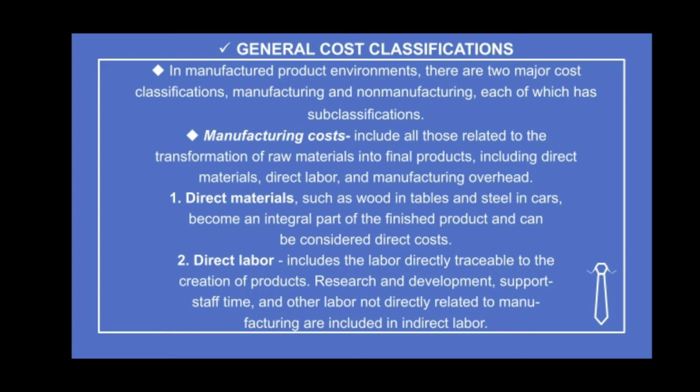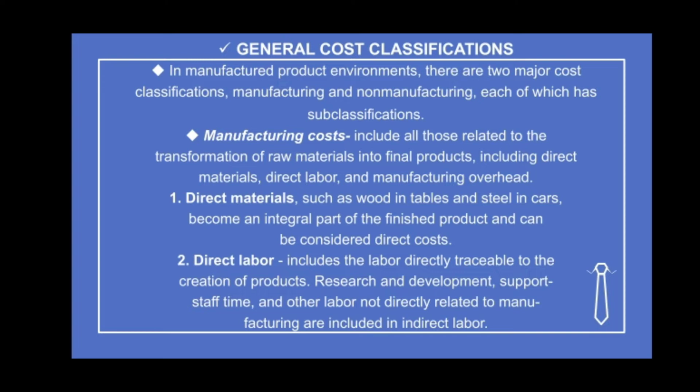Manufacturing costs include all those related to the transformation of raw materials into final products, including direct materials, direct labor, and manufacturing overhead. Manufacturing costs play an important part in the successful design and manufacture of a product. First, direct materials, such as wood in tables and steel in cars, become an integral part of the finished product and can be considered direct cost. For example, the direct material of a baseball bat is the wood. Flour, sugar, and vegetable oil are direct materials of a company that manufactures dessert products.